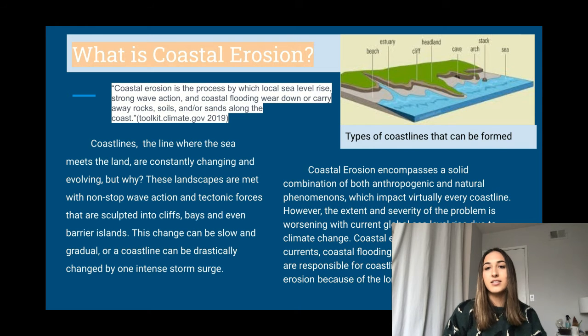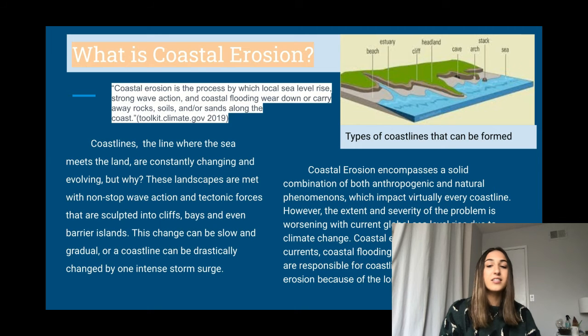As you can see on the graphic to your right, types of coastlines that can be formed include beach, cliffs, caves, arches, and stacks. Now, these landscapes are met with nonstop wave action and tectonic forces that are sculpting these different features. This change can be very slow and gradual, or a coastline can be drastically changed by one intense storm surge. Coastal erosion encompasses a solid combination of both anthropogenic and natural phenomena, which impact virtually every coastline.